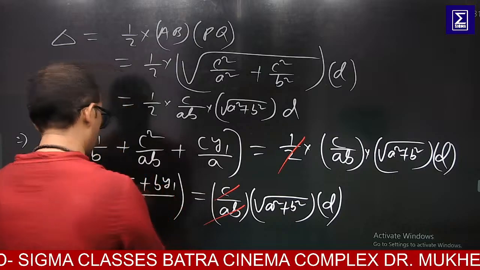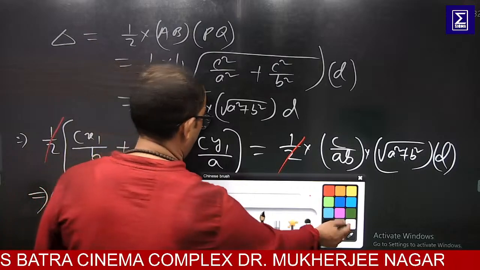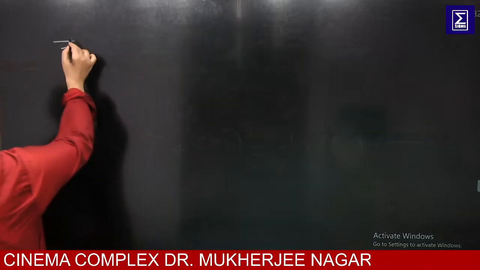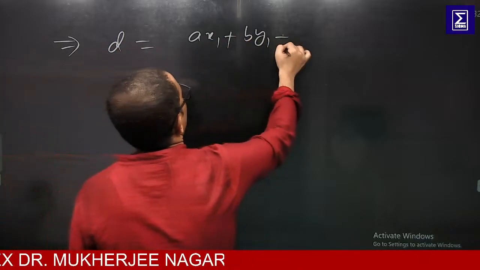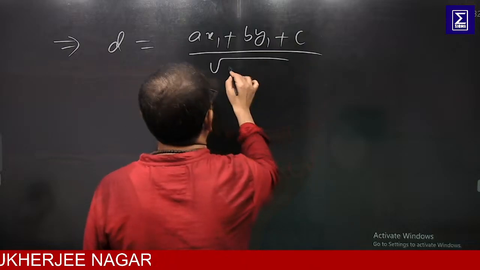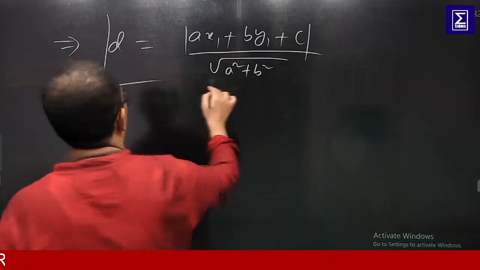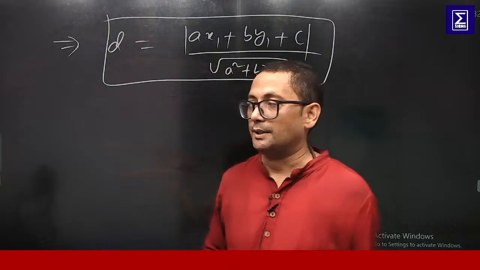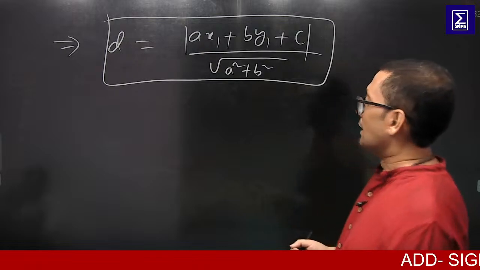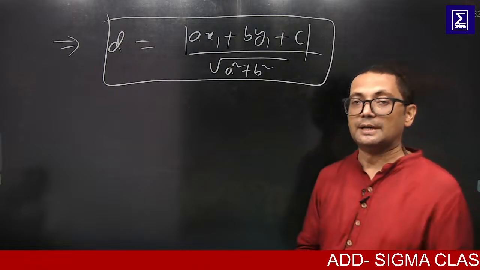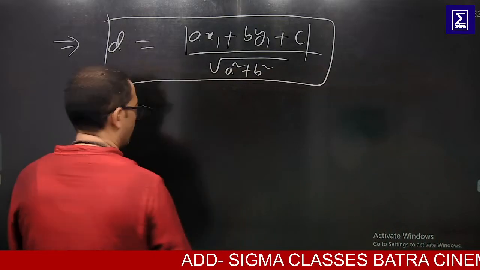So we got A x1 plus B y1 plus C upon root under A square plus B square. So in the next slide, let us see. D is nothing but A x1 plus B y1 plus C upon root under A square plus B square. So we got this relation, and this relation will be useful, and it is the main base of coordinate geometry. Now we have certain other things to prove, that also we will be doing. So this was basically the perpendicular distance.